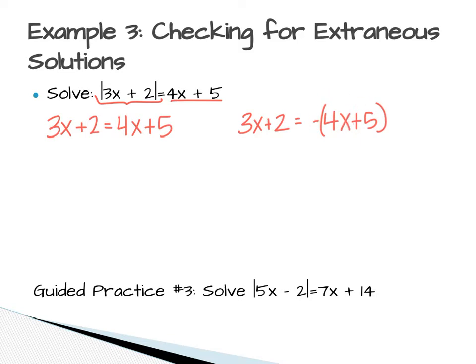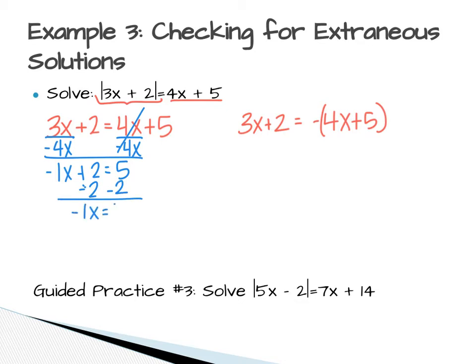On the left equation, you are going to get the variables together. So I'm going to subtract 4x, and I get negative 1x plus 2 equals 5. Subtract 2, and I get negative 1x equals 3. Divide both sides by negative 1, so x equals negative 3.